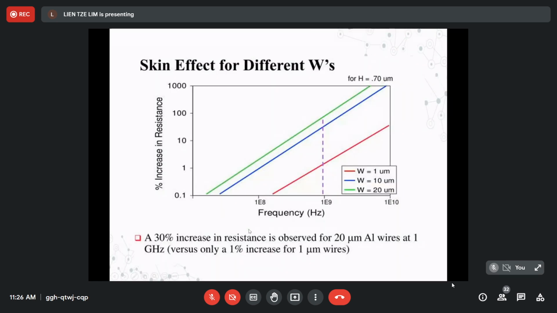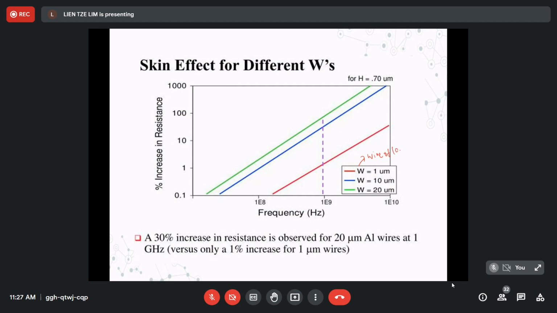Skin effect for different widths. The frequency here is plotted. This graph shows the increase in resistance versus the frequency. So when a higher frequency is used, it will cause a significant increase in the resistance. And the increase of the resistance here will also be different for different widths. This is the width of the layers.